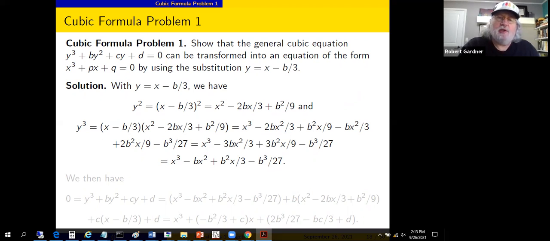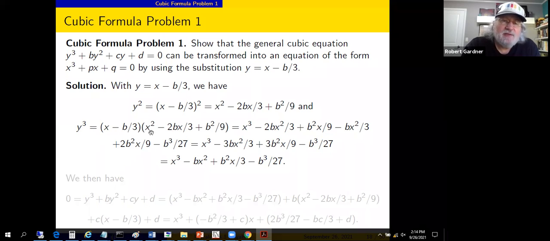Set y equal to x minus b over 3, because that's what they told us to do. In so doing, y squared would be x minus b over 3 squared. FOIL it, that will produce first squared, twice the product, last squared, that produces this. To cube it, we'll take x minus b over 3 and multiply it by x minus b over 3 squared, which we see from the previous line is given by this.